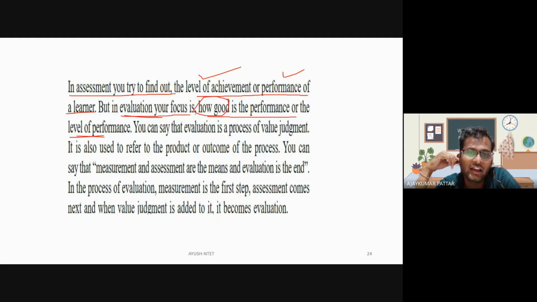But in assessment में क्या होता है, we will find out the level, कितना मार्क्स लिया है. But whether it is level or judgment लेते ना, based on that assessment, that is the evaluation. The evaluation is the next step. That's why assessment is called as beside the evaluation. Evaluation होने के लिए assessment चाहिए.